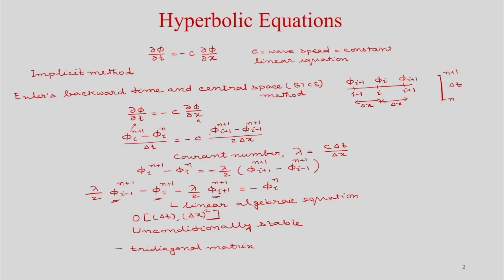Next, let us consider another method which you know, the Crank-Nicolson method. Okay. So, which is second order accurate in time and space. So, we will use the Crank-Nicolson method, which is an implicit method.